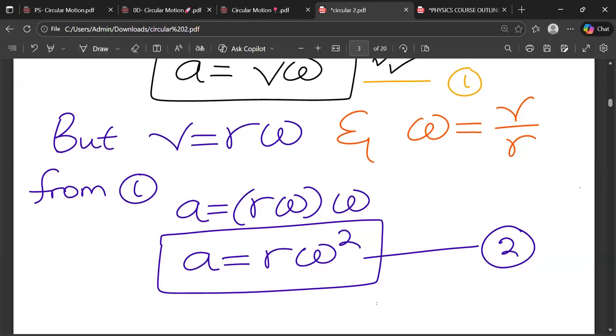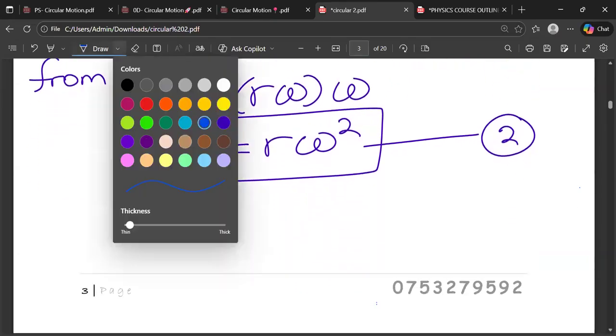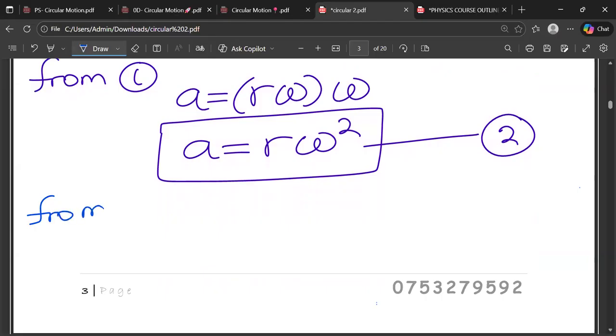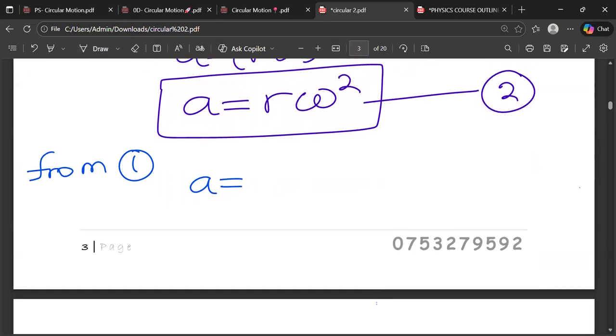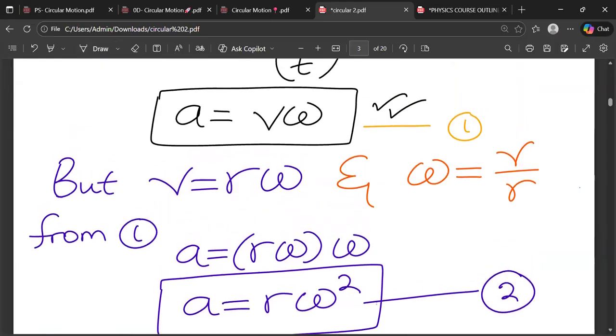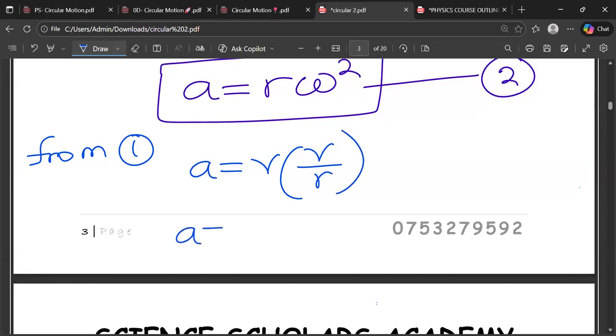So I'll come and say, still from the first equation, or you can even just substitute in this one. But from the first equation, you can see, what was it saying? A = V omega. So you come and say V omega. But what is omega alone? Omega alone is V over R. So you come here and put V over R. And what will I get? My A will be V squared over R.